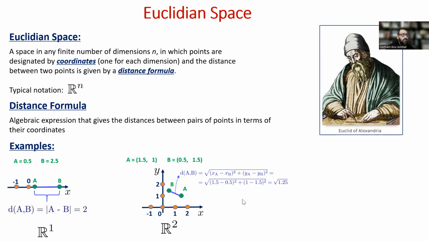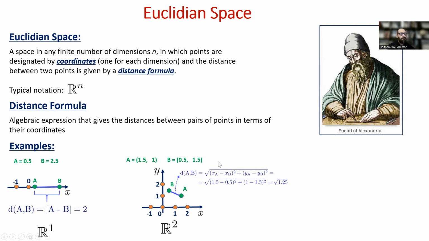Now you can do the same in any Rn, so not only R2, because this is a two-dimensional Euclidean space, but you can do it in 3, 4, 5, and so on. All you need to do is take the corresponding coordinates from the two vectors, subtract them, square them, then add the squared difference of the second coordinate.